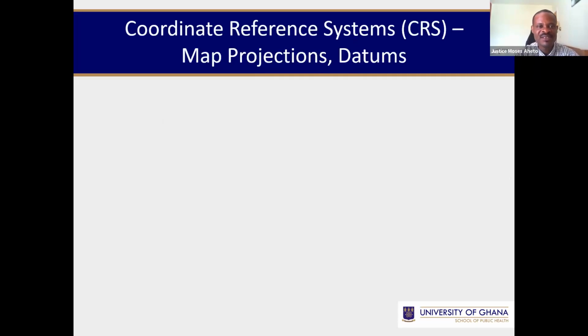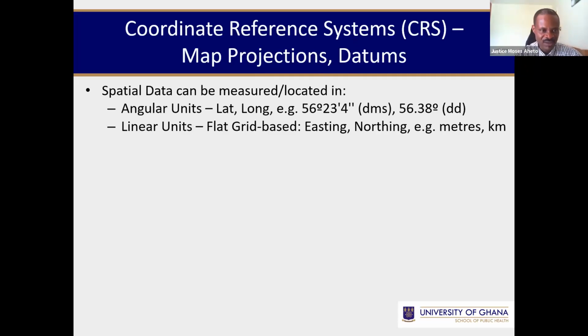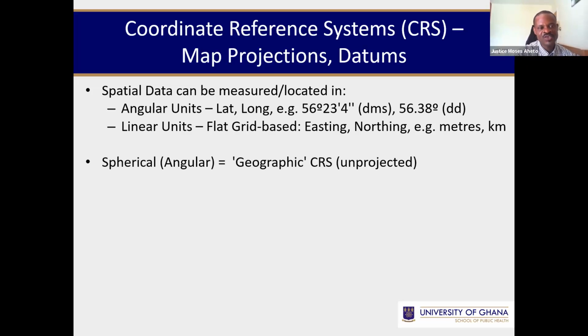Now, coordinate reference systems and map projections, datums, and all that. Spatial data can be measured or located in an angular unit, which we just discussed, like longitude and latitude, or in a linear unit, which is flat grid based, the east and the north, for instance, in meters and kilometers. And then it can also be presented in a spherical manner, where you have geographic systems available, which is normally unprojected. You can also call that the angular presentation. Okay. That's a coordinate reference system.